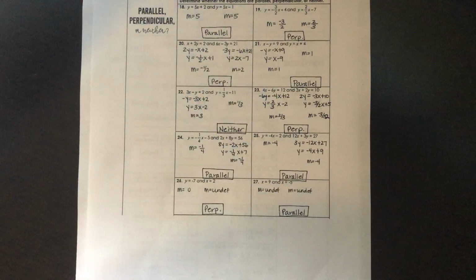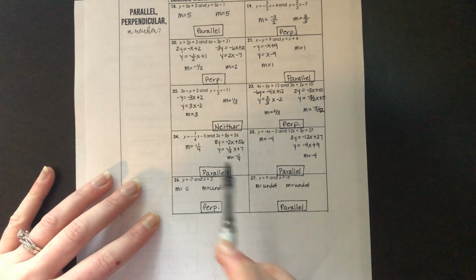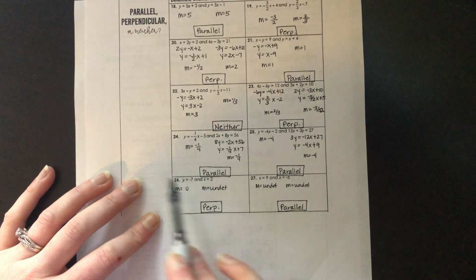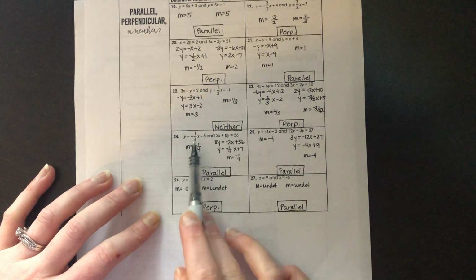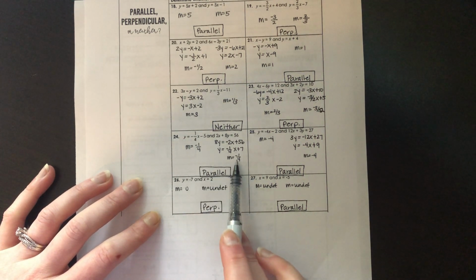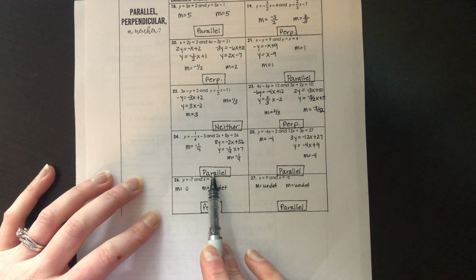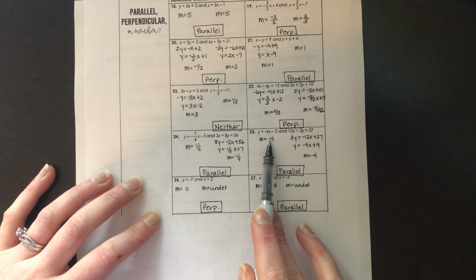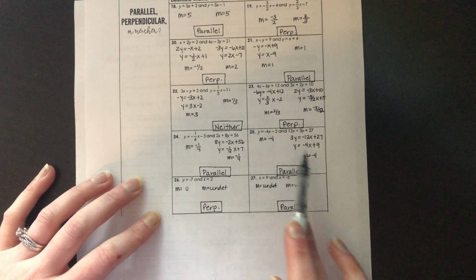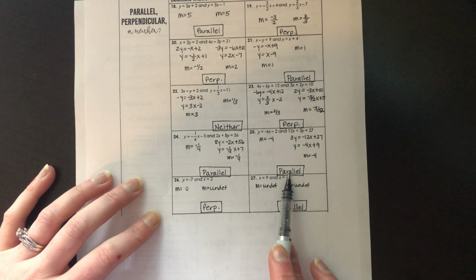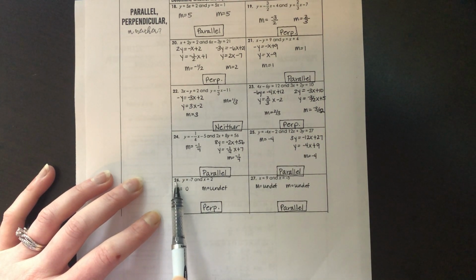All right, so for the remaining problems, for number 24, you would find out that they're parallel. We get negative 1/4, they're the same, so parallel. 25, the slopes are going to be the same, so it's also parallel. Number 26.